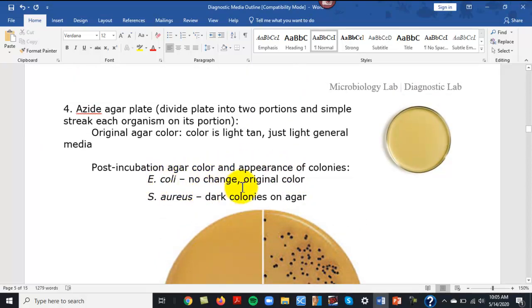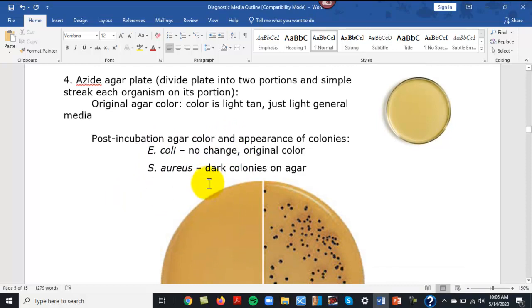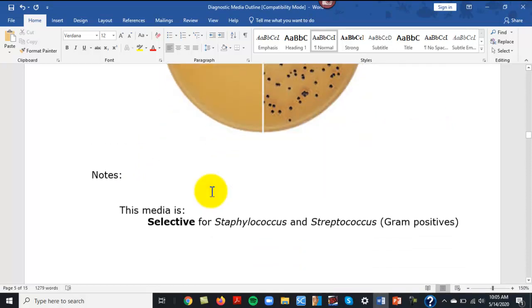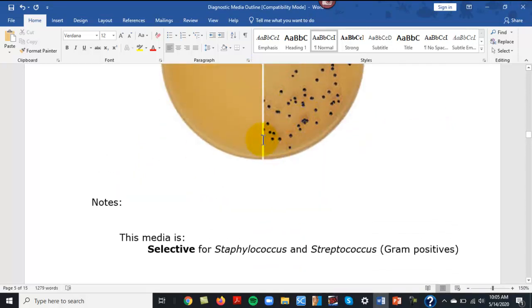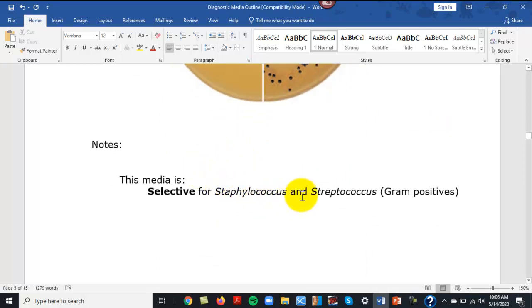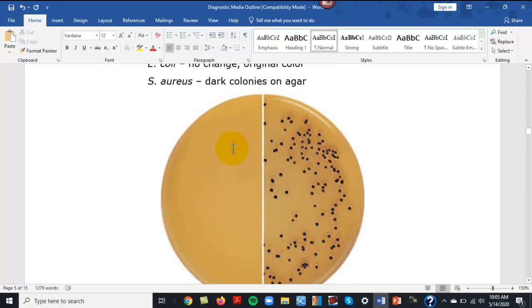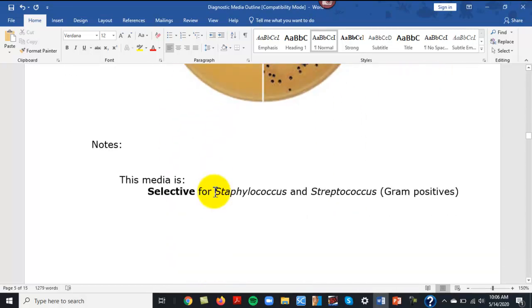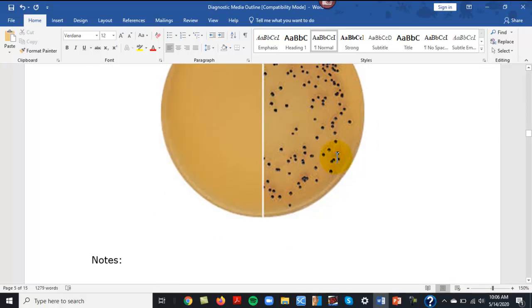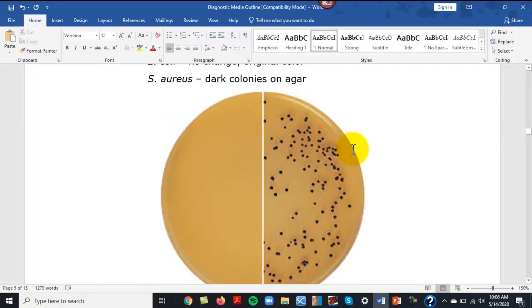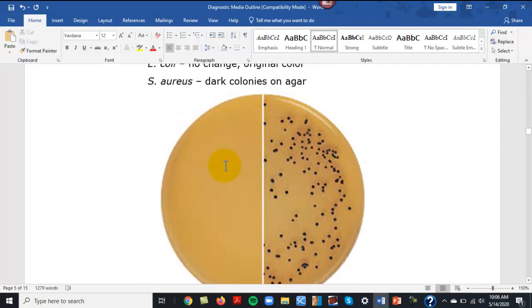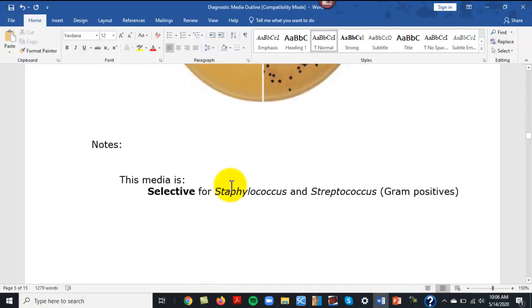E. coli is a gram negative. Staph aureus is a gram positive. And this type of media, this plate, is selective for Staphylococcus and Streptococcus. So there are all the dark colonies, and on the other side, that's a negative. So on azide, if you're trying to eliminate species, say, hey, look, I found some Staph aureus somewhere, and you streaked it on here and nothing grew, well, then you don't have Staph aureus or you don't have Staphylococcus.